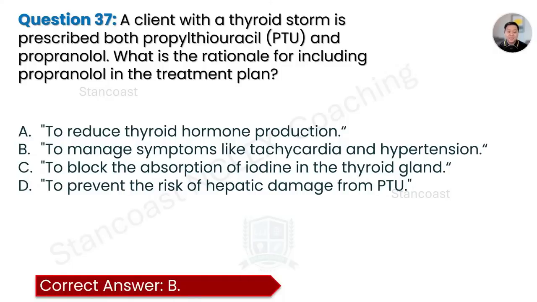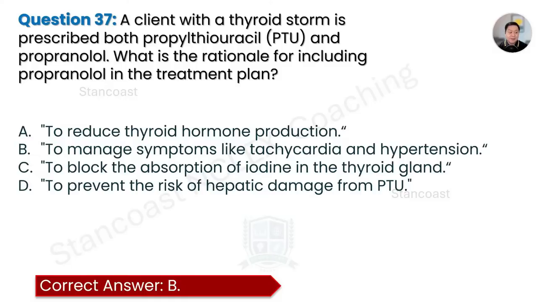Propranolol is included to treat cardiovascular symptoms in thyroid storm and specifically indicated for the tachycardia and hypertension. And this is to block the beta receptors and slow the heart rate. For letter A, one of the incorrect options, propranolol does not reduce thyroid hormone production. Rather, it is classified as a beta blocker that works to manage adrenergic symptoms such as tachycardia and hypertension.